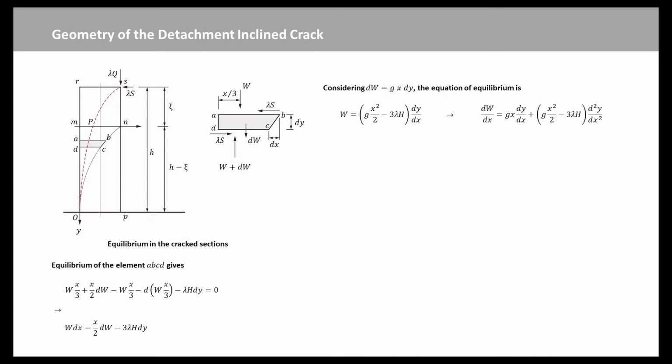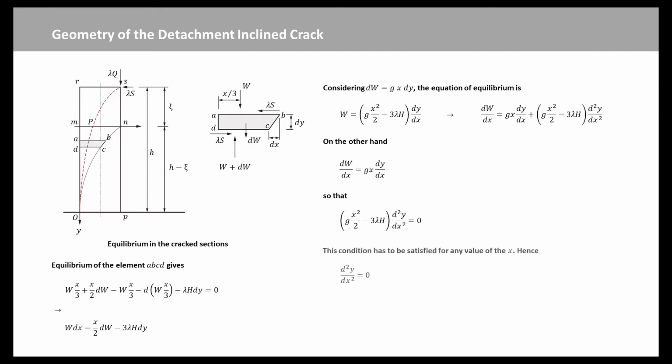Derivating the equation with respect to the variable x, we obtain this expression. On the other hand, we have dW over dx equal to g x times dy over dx. Then the differential equation becomes this expression. This condition has to be satisfied for any value of x, so the second-order derivative of y is equal to 0. Consequently, dy over dx is constant. It means the detachment feature is rectilinear.